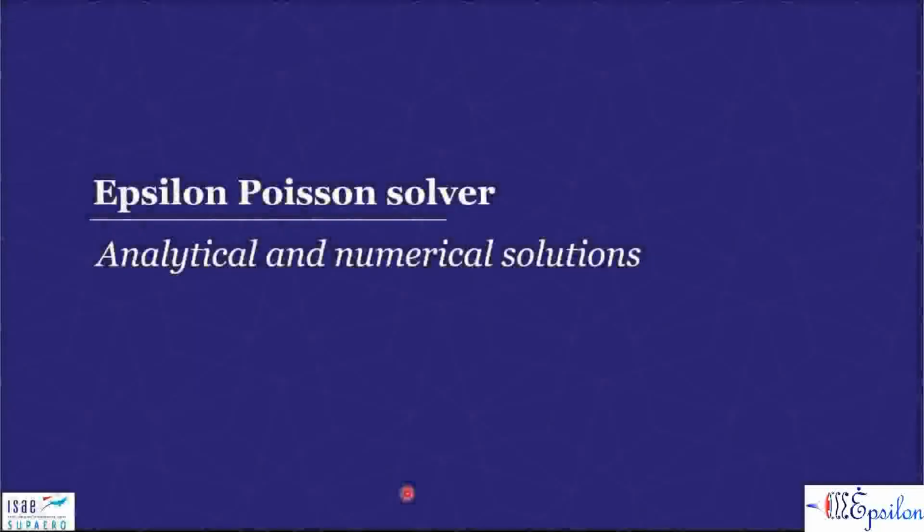In this tutorial, you will learn to use Epsilon Poisson Solver. Epsilon Poisson Solver is a filter that can be applied on Epsilon data, and basically it is used to perform an analytical or numerical solution of the Poisson equation that's related to the vortex drag or induced drag. So let's take a look at that in detail.